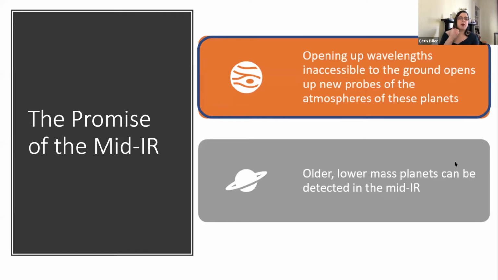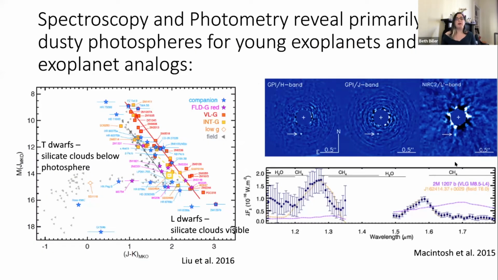So I'm going to go through these two themes again and give you some examples of what we get from opening up longer wavelengths first, and then I'll come back to older and lower mass planets. To orient you first, before we can talk about what we'll learn from longer wavelengths, I need to tell you a bit about what we know about the atmospheres of young giant exoplanets from the near-infrared studies done to date. And to do that, I also need to go back and talk a little bit about brown dwarfs.